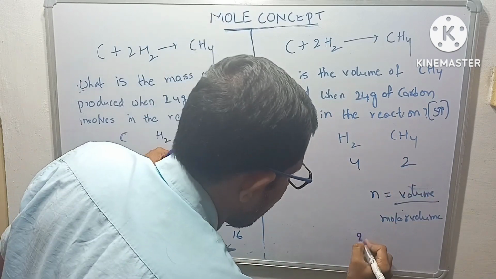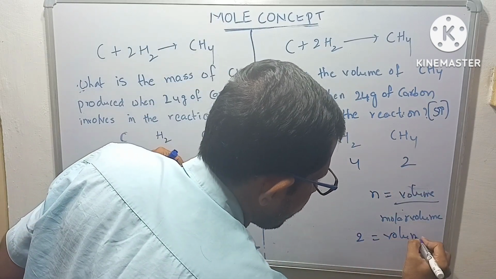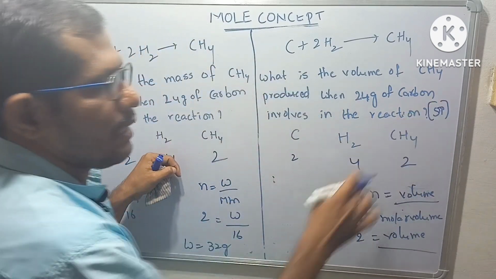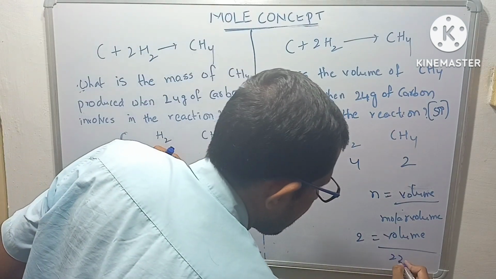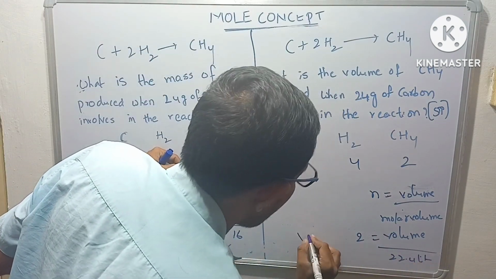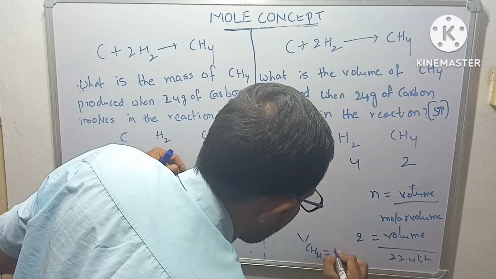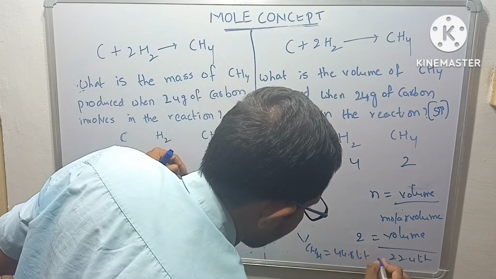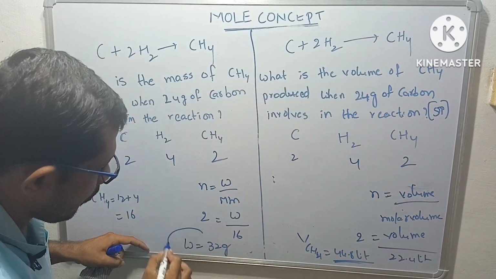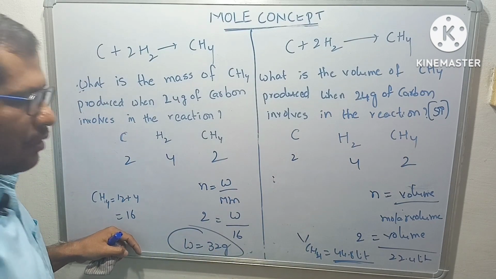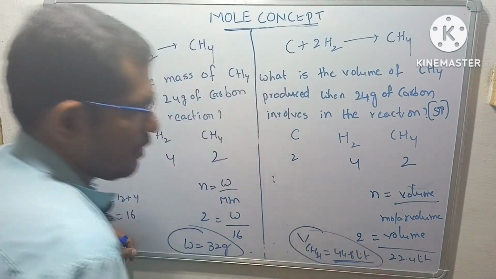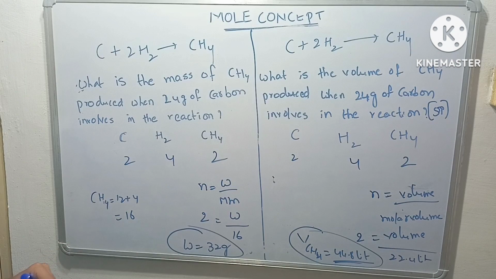So first, what is the moles we have? Here 2 moles. So what is the molar volume of any gas at STP? 22.4 liters. So the volume of CH4 is 44.8 liters, right? So the mass of the methane is 32 grams, and the volume of the CH4 is 44.8 liters at STP.